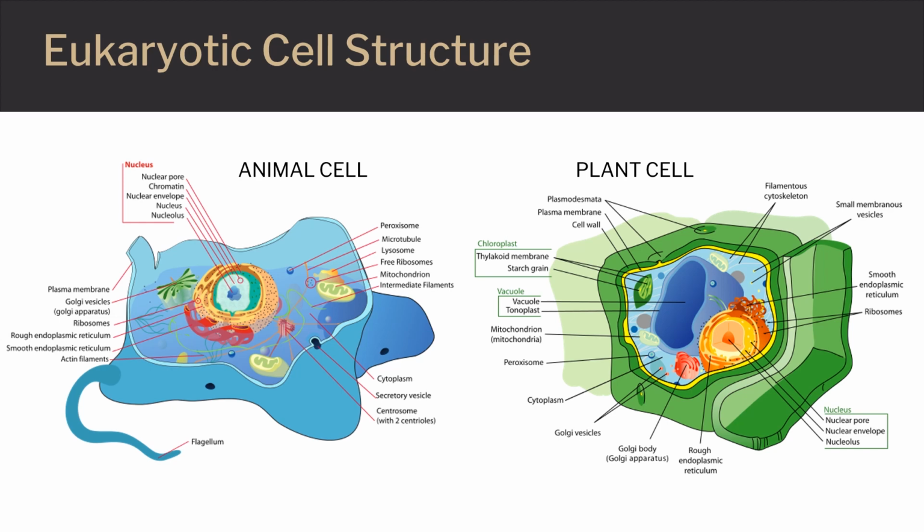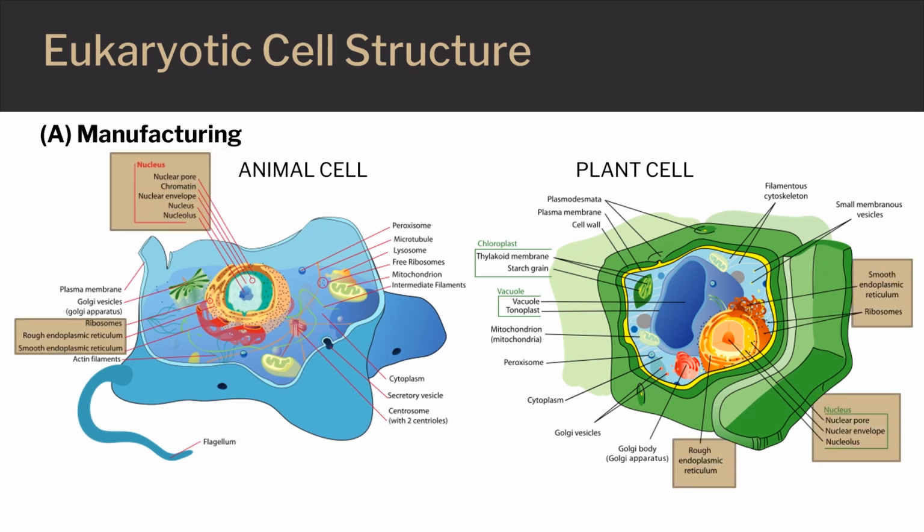We can divide the structures and organelles into four basic functional groups: manufacturing, breakdown, energy processing, and structural support, movement, and communication. First, we have the nucleus, ribosomes, endoplasmic reticulum, and Golgi apparatus. The nucleus is the genetic control center of the cell as it contains the DNA. Ribosomes function as a site of protein synthesis. Proteins that are made here can be used in the cell or for export.